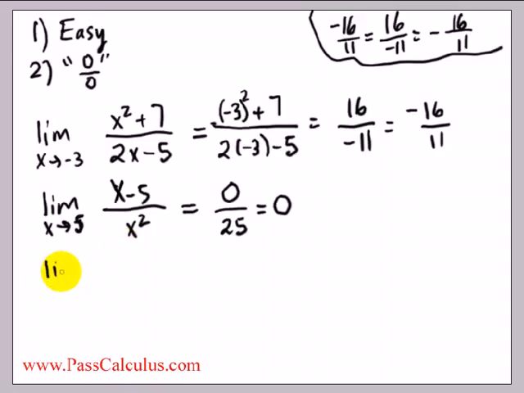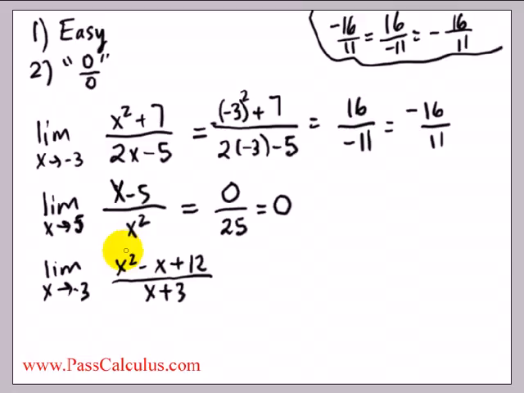Let me throw another one at you. The limit as x goes to, say, 3 of x squared minus x, no, let's say minus 3. The limit as x goes to minus 3 of x squared minus x plus 12 all over x plus 3. What do you think about that one? Well, let's decide what kind it is. Is it the easy kind, or is it the form 0 over 0?